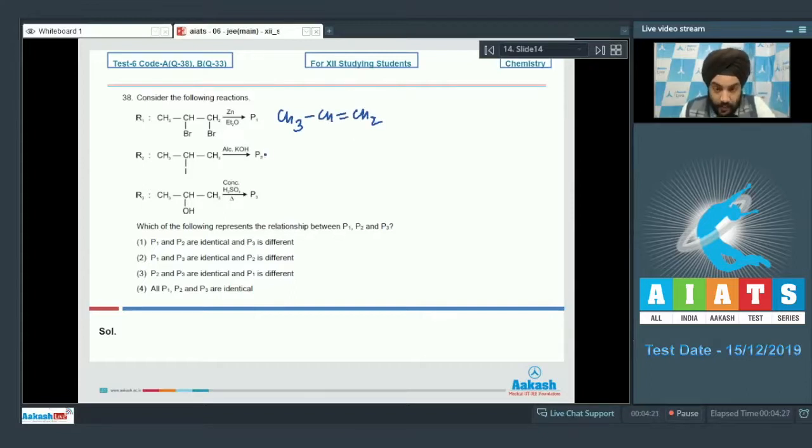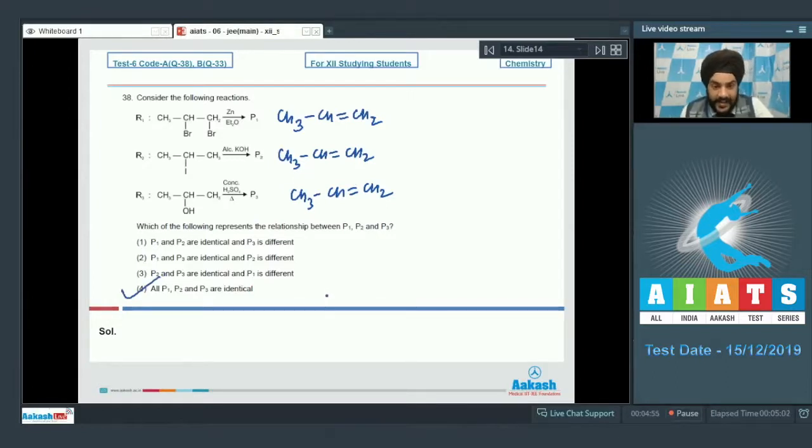If you talk about the second compound now, we have the alkyl iodide reacting with alcoholic KOH. So this is going to lead to elimination. So we're going to have the formation of propene again. And if we talk about the third reaction now, we have this dehydration reaction of the alcohol. So this is also going to lead to the formation of propene. So students, all of these P1, P2 and P3 are identical. And if you look at the options which are given to us, we can clearly see that for this question, we have to mark the correct answer as option 4.